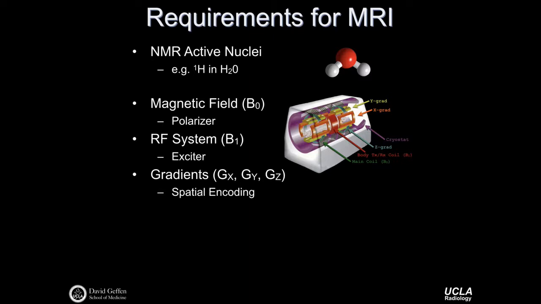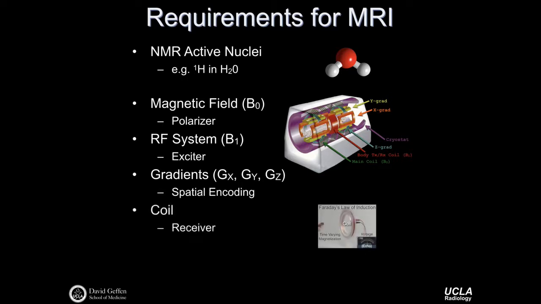If we're actually to perform an imaging experiment, then we will need gradients. Gradients generate magnetic field variations in the X direction, the Y direction, or the Z direction. They can be turned on independently or in combination, and they fundamentally underlie the concept of spatial encoding. That is, localizing the molecular activity of water to different locations within the body, such that we can excite the slice of interest, whether it's an axial slice, a coronal slice, or a sagittal slice.